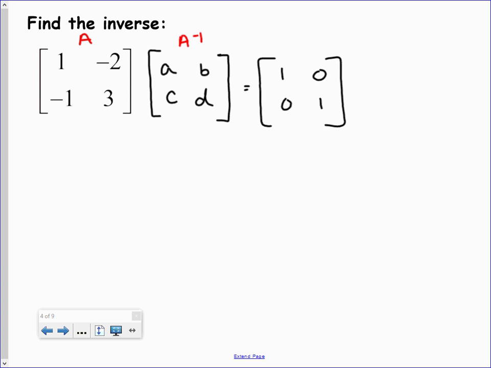Okay. Now, do matrix multiplication. With A times A inverse, -1 times A plus -2 times C would be my first entry. 1A minus 2C. Pretty terrible. Okay. Next entry, I'm going to do my first row, second column. So I'm going to take 1, -2, and multiply by my second column, B, D. So 1 times B minus 2 times D.